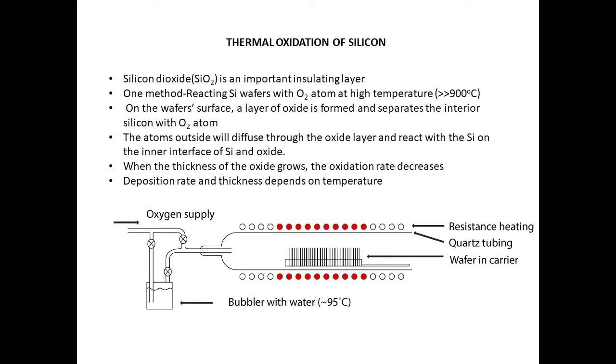So what happens during thermal oxidation? On the wafer surface, a layer of oxide is formed during the heating. You can see the oxygen, and this will separate the interior silicon from the oxygen atoms. In this reaction, the oxygen atoms outside will diffuse through the oxide layer and react with the silicon on the inner interface of the silicon and the oxide. As time goes on, the thickness of the oxide grows and the oxidation rate saturates. The deposition rate and thickness of the silicon dioxide depend on the temperature.